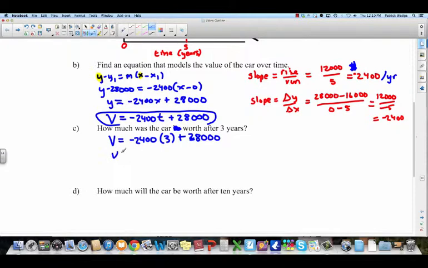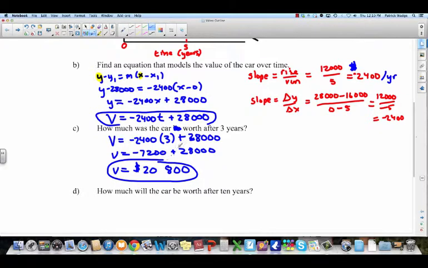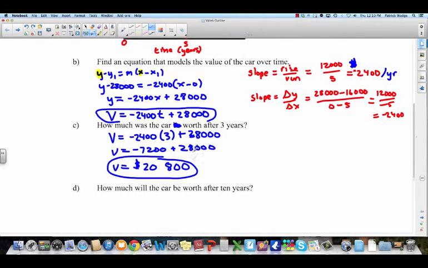V equals negative 2,400 times 3, which is negative 7,200, plus 28,000. If you combine these, negative 7,200 plus 28,000 equals $20,800. The value of the car after 3 years is $20,800.